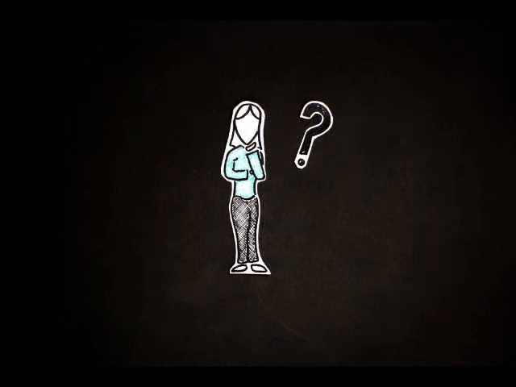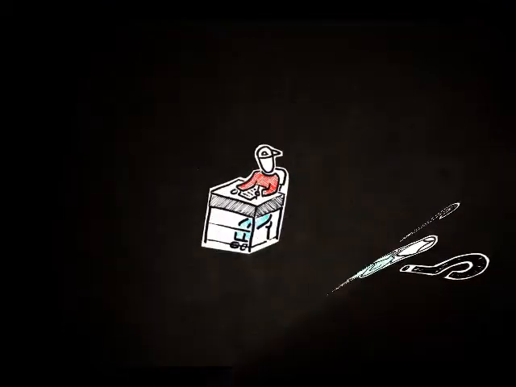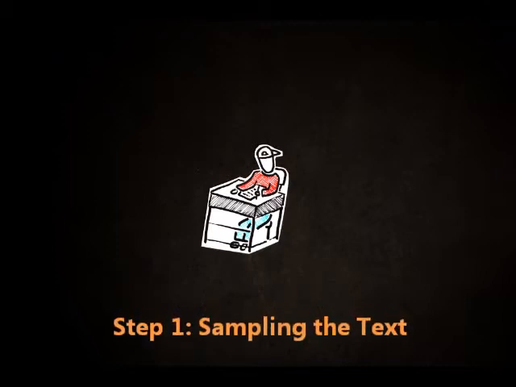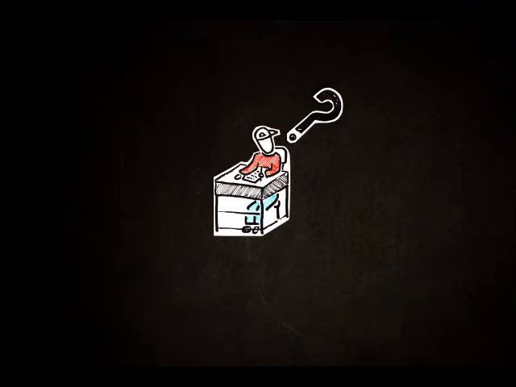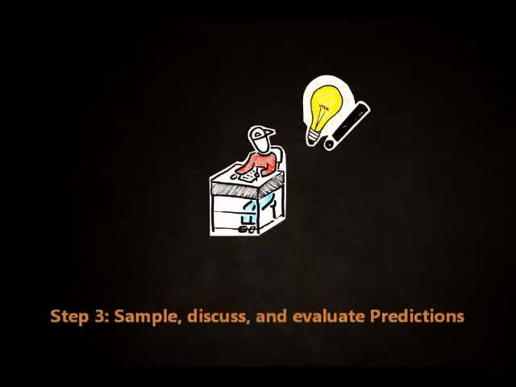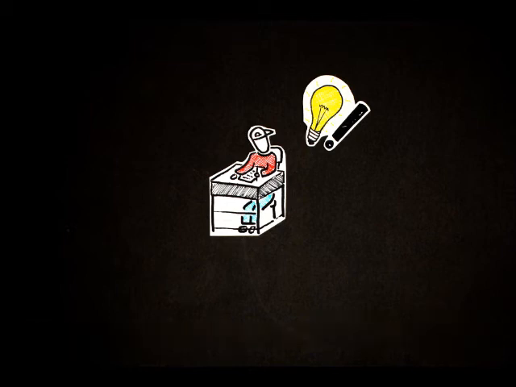So how do you use DRTA? The direct reading thinking activity encourages readers to engage actively in a three-step comprehension cycle. Step 1. Sample the text. Step 2. Make predictions. And Step 3. Sample the text to confirm or correct previous predictions and discuss incorrect predictions.